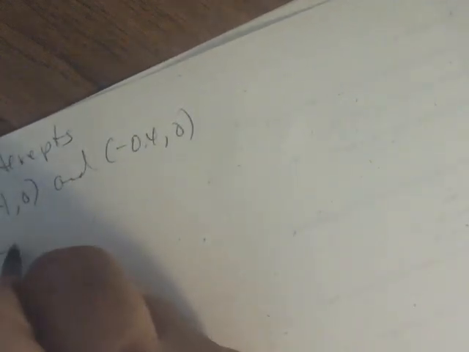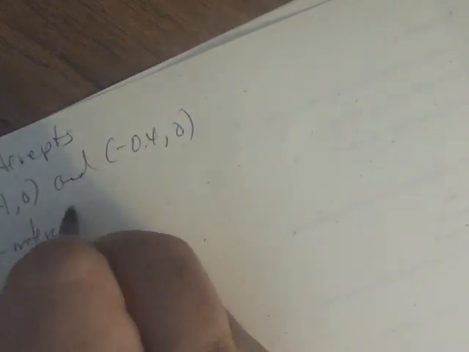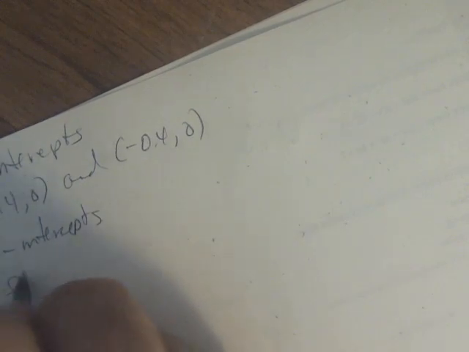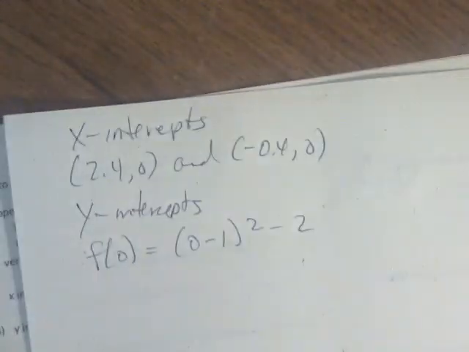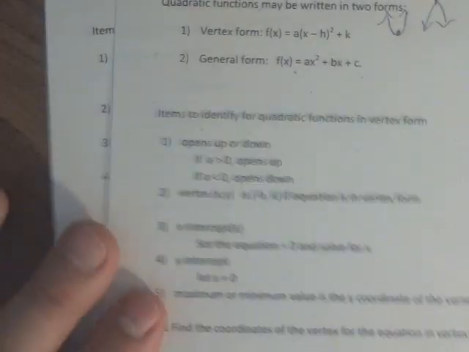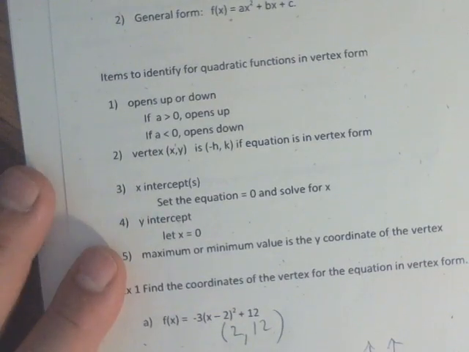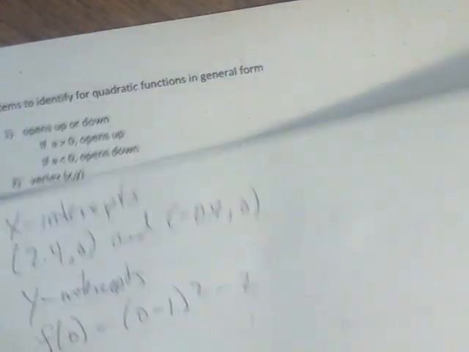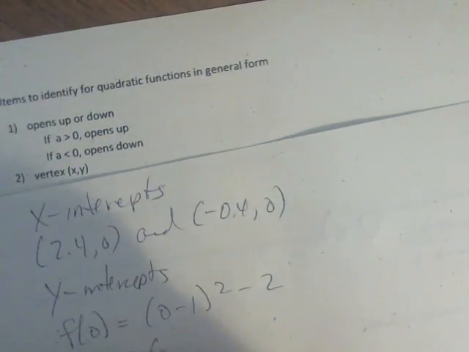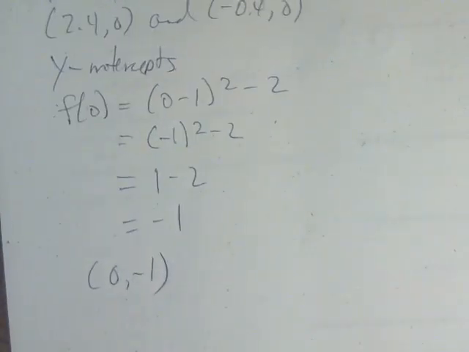All right, now my y-intercept, I let x be 0. So I get 0 minus 1 squared minus 2. Okay, so I'm just putting 0 in for that x right there. Be careful as you work through this. So that gives me negative 1 squared minus 2. Negative 1 squared is 1, and so I get 0, negative 1.